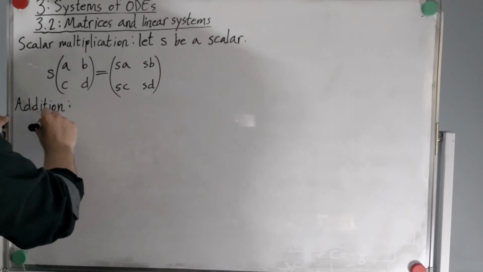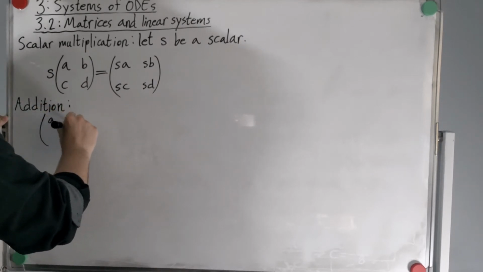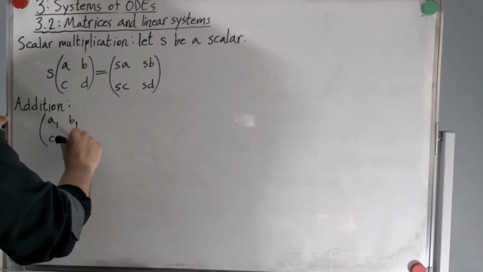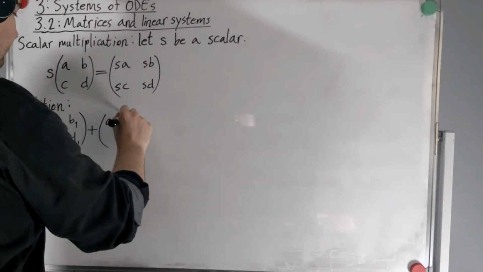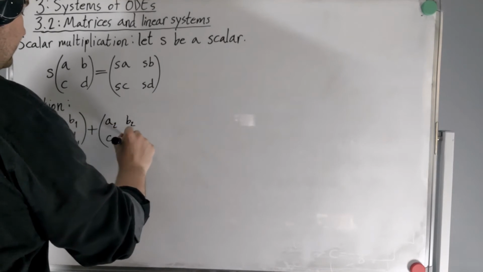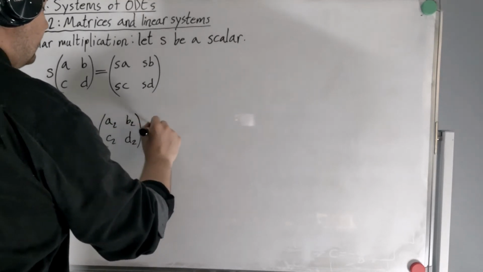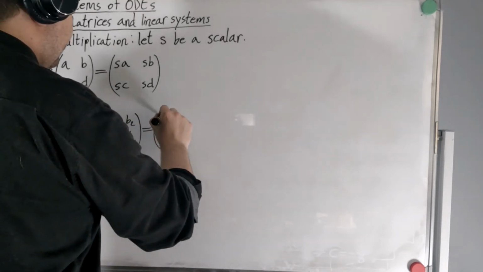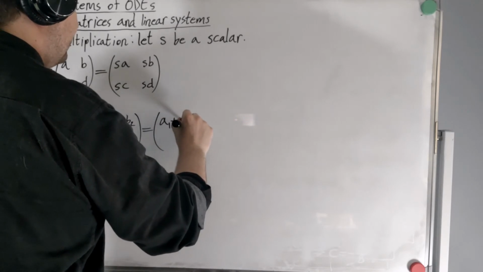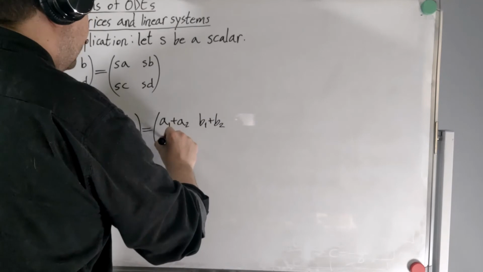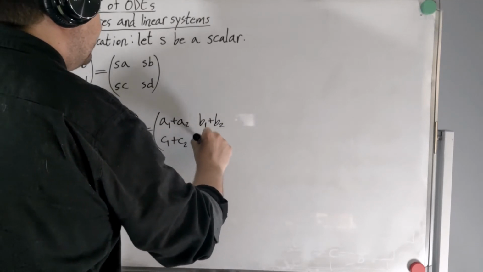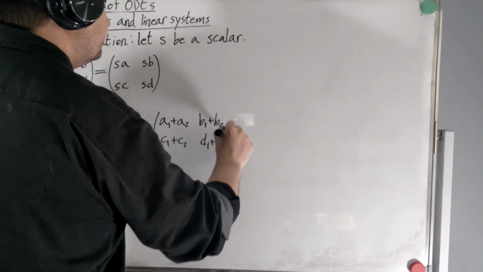If you have two matrices, call them A1, B1, C1, D1, and you want to add that to another matrix, A2, B2, C2, D2, all you have to do is just add up the corresponding entries. So A1 plus A2, B1 plus B2, C1 plus C2, and D1 plus D2.